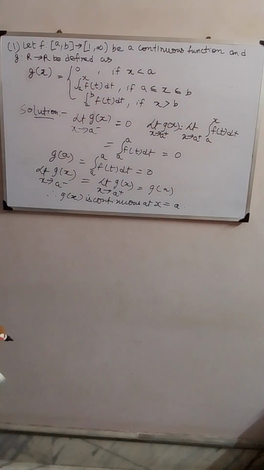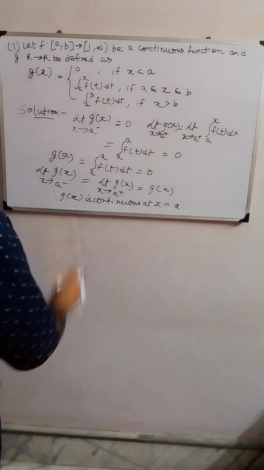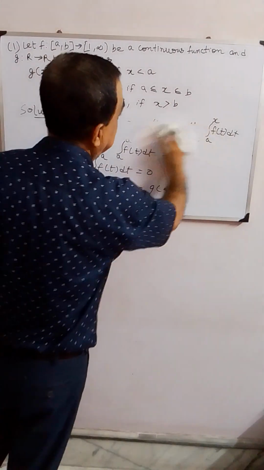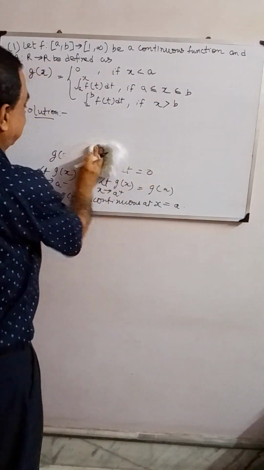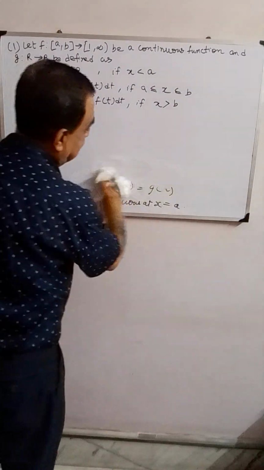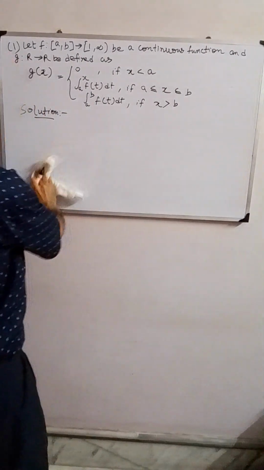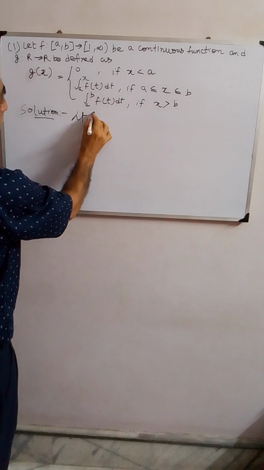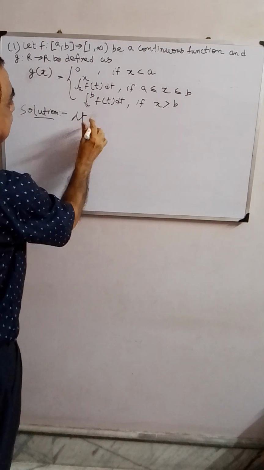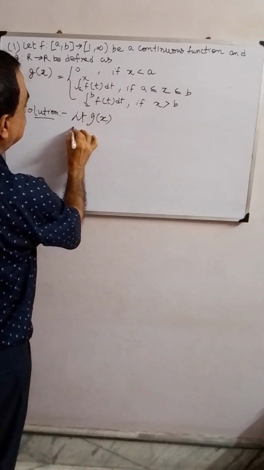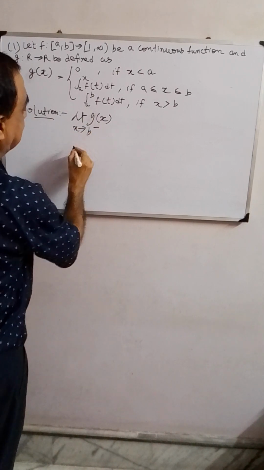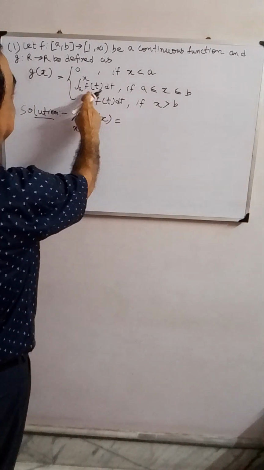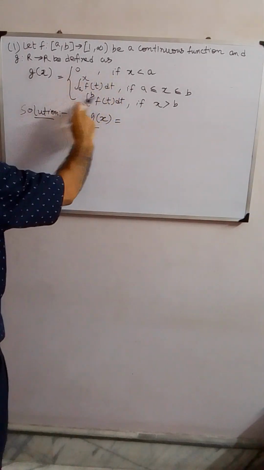Now we will check the continuity of g(x) at x equals b. So we will proceed in a similar way. How will you check the continuity of g(x) at x equals b? The limit of g(x) when x tends to b minus, that means the value of x is less than b. So for less than b, g(x) is equal to this.